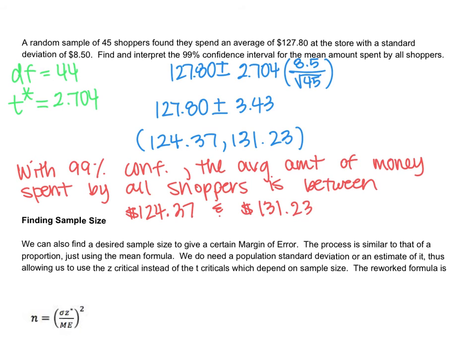131.23. So in case you didn't notice, on this example and the last example, I did include units when I was writing up the interpretation. And it is important that when you're writing your interpretation, if you know units, you want to include them when you're writing your sentence.